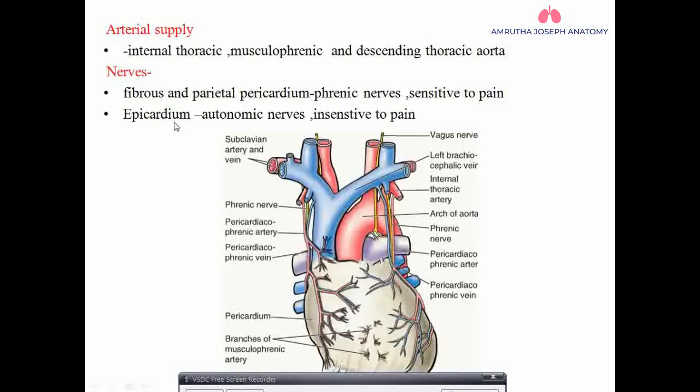Epicardium, which is the inner layer of serous pericardium, is supplied by autonomic nerves. So it is sympathetic and parasympathetic system, and it is insensitive to pain. Whereas fibrous pericardium and the parietal pericardium are sensitive to pain.